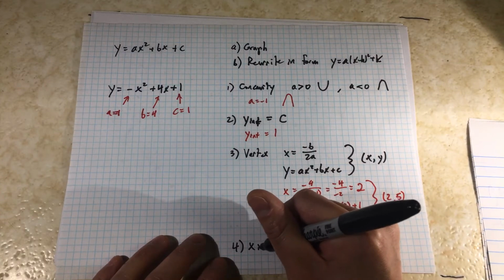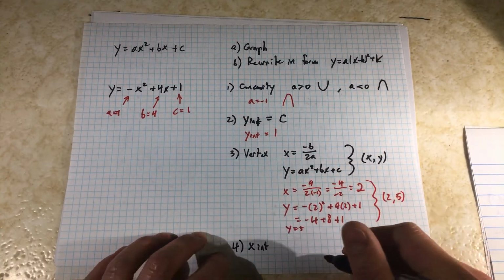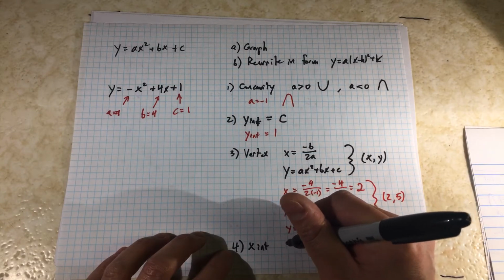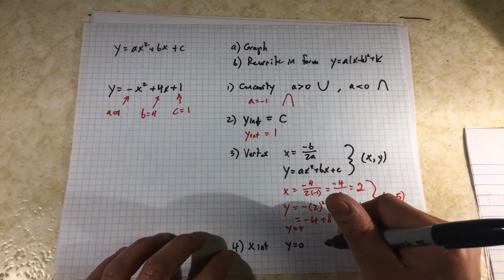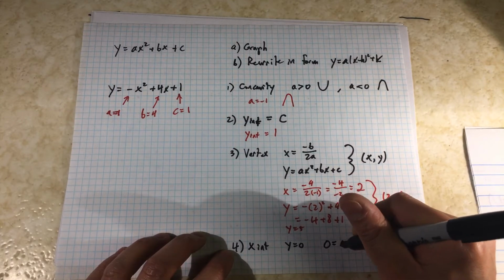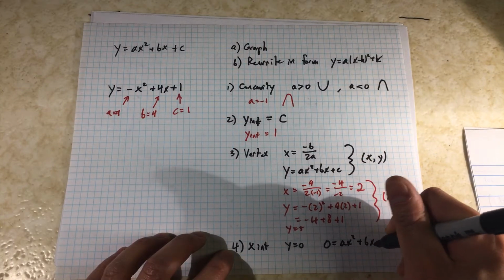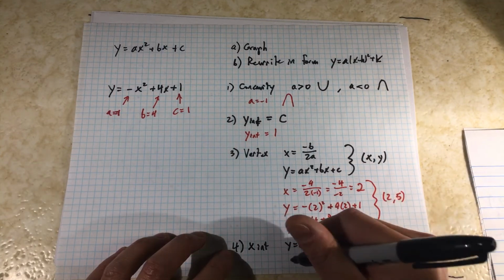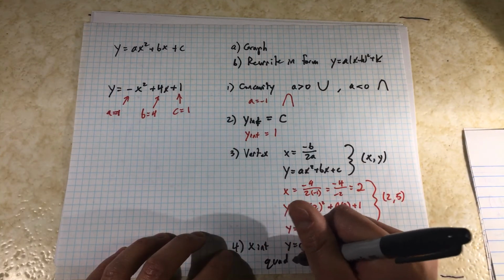And then the last step is to find the x-intercepts. What you do for the x-intercepts is you basically set the equation equal to 0. So you set y equal to 0. So 0 equals ax squared plus bx plus c. And to solve this, what you should use is the quadratic equation.